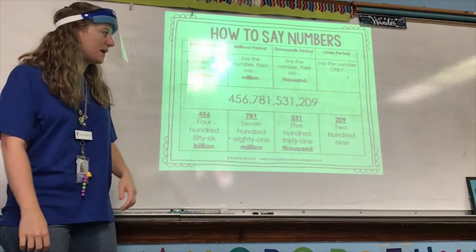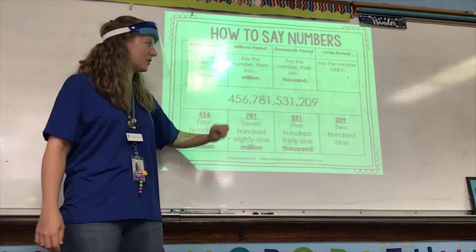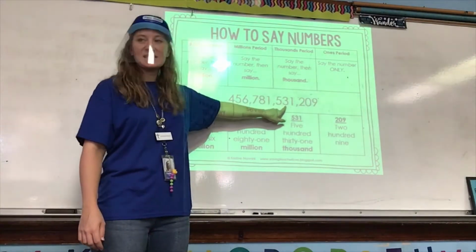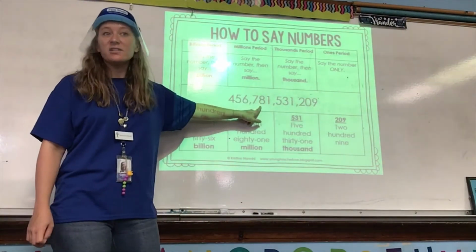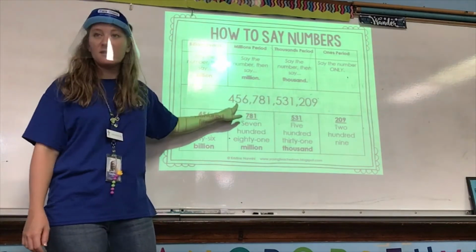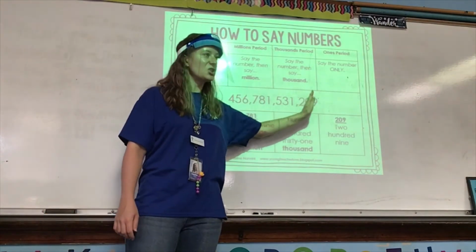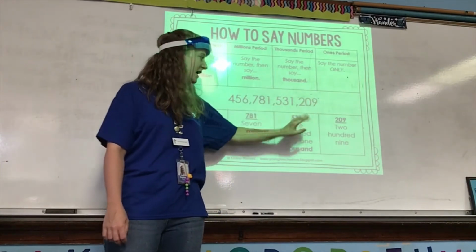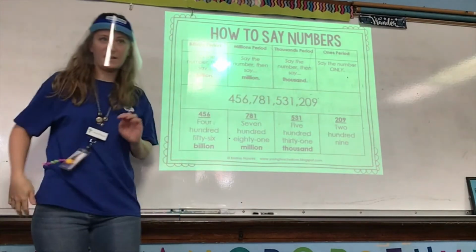In order to figure out what period it's in, we start on the right, and we name the periods as we go this way. We know the first one, no matter what, is the ones period. The second set of numbers between commas is the thousands period, no matter what. The third set of numbers between commas is in the millions period, no matter what. And then the fourth set of numbers between the commas is in the billions period, no matter what. As long as we start on the right, we can always say the ones period, the thousands period, the millions period, and the billions period.